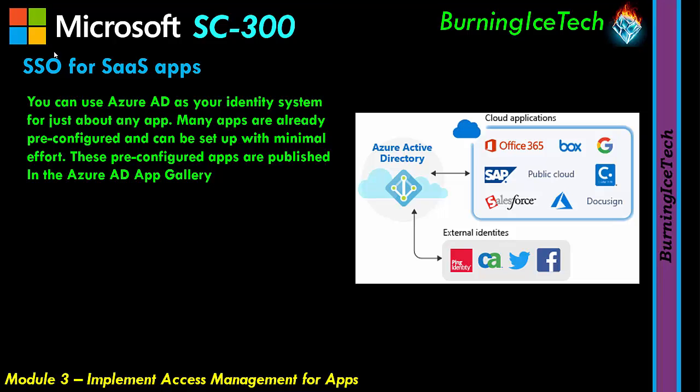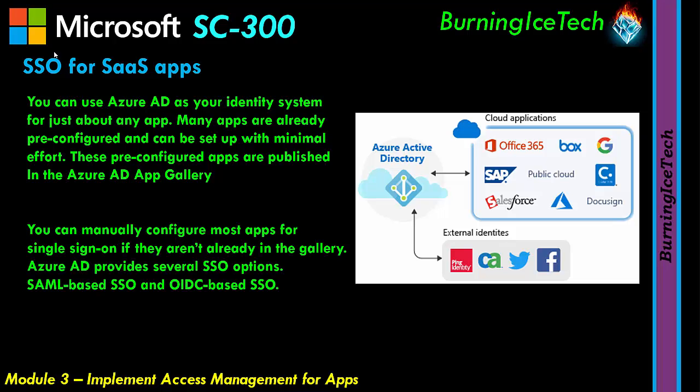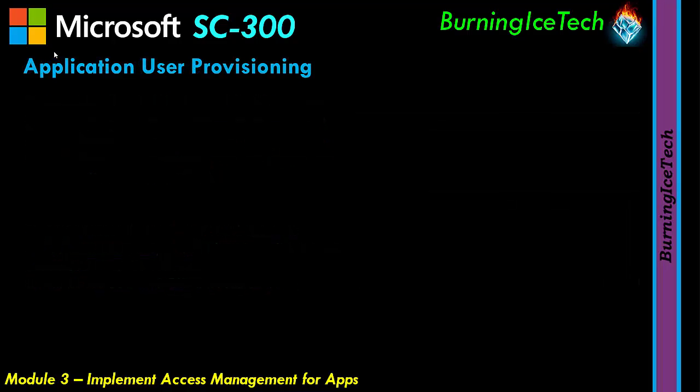And in case you guys didn't know, you can also manually configure most apps for single sign-on if they aren't already in the gallery. Azure Active Directory provides several single sign-on options that you guys can choose from. The first of which is SAML based single sign-on, and then also OIDC based single sign-on. All right, moving on to application user provisioning.